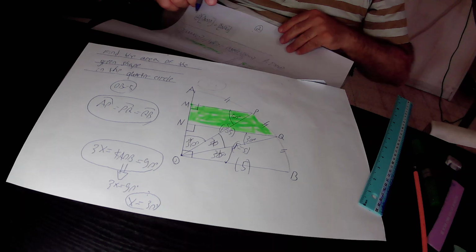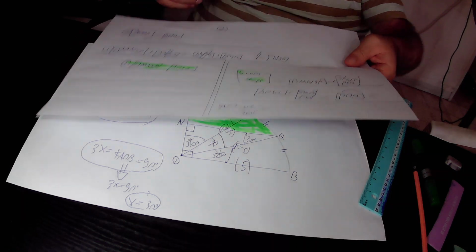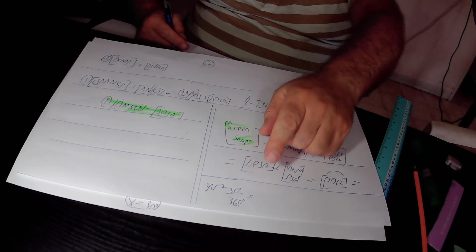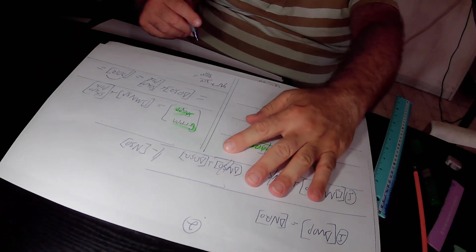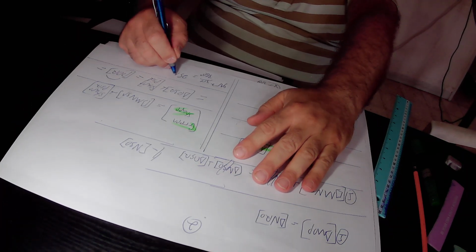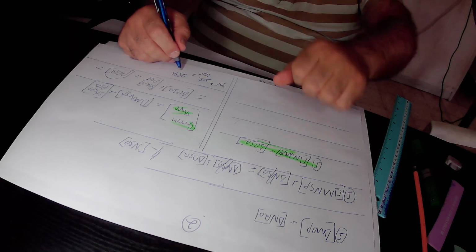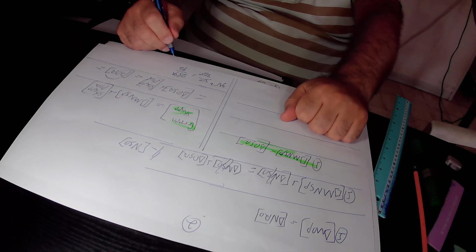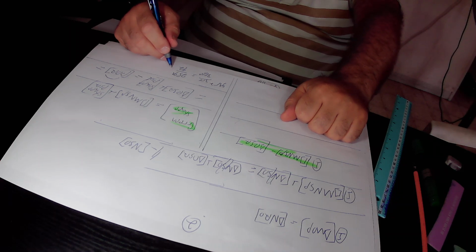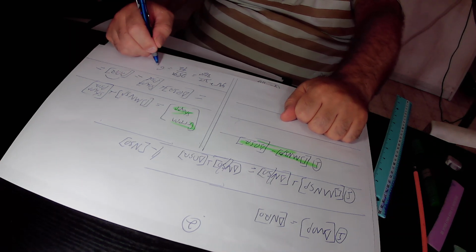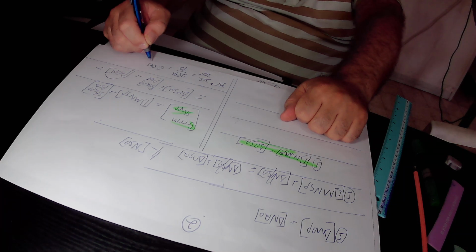The radius of this quarter circle is 5, so r squared is 5 squared, that is 25, so pi r squared is 25 pi, and 30 degrees over 360 degrees is 1 over 12. 25 pi over 12 is 6.545 square units.